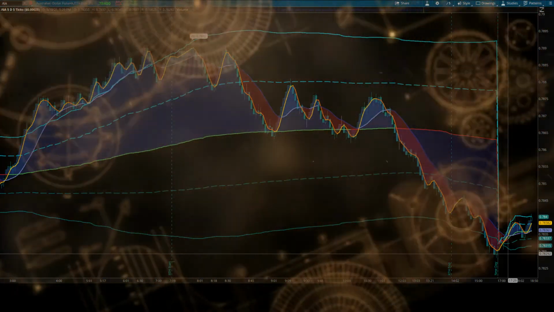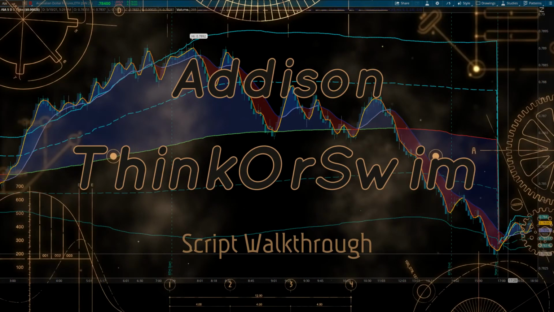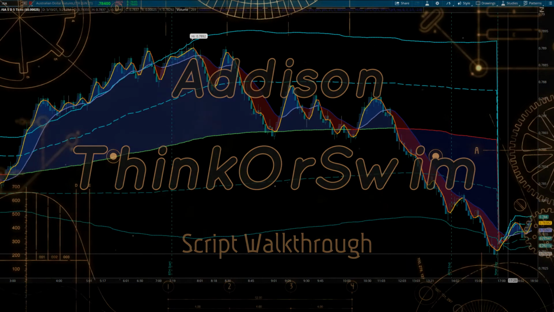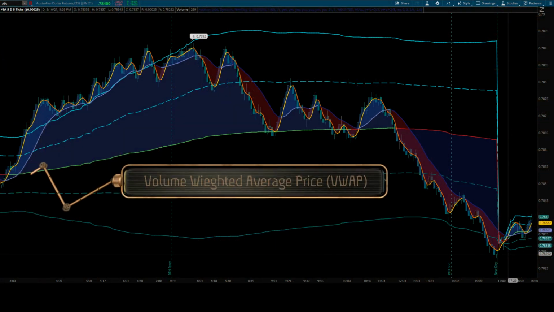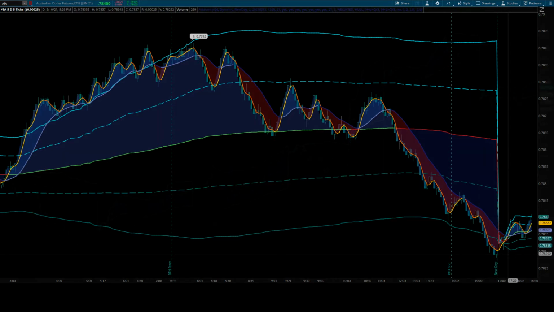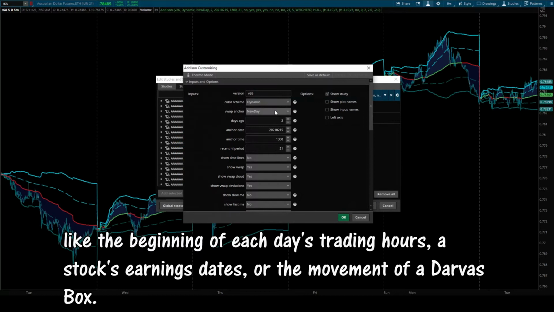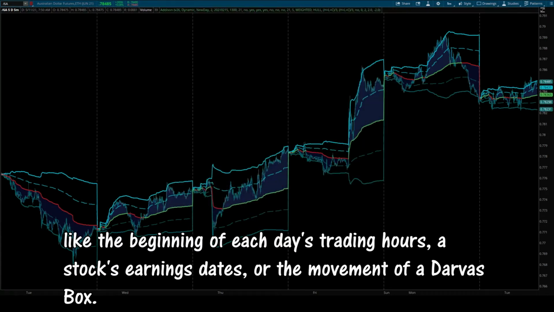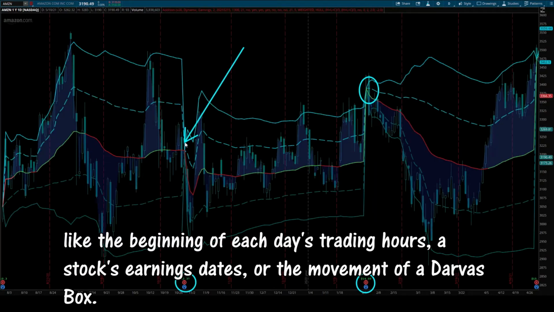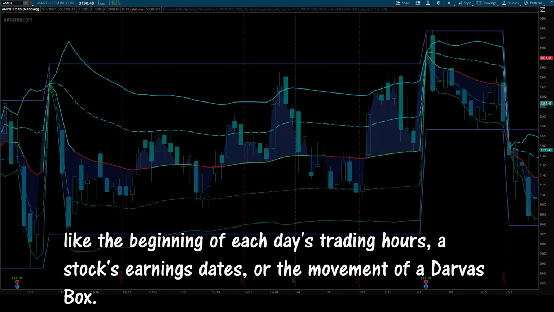In this presentation, you will get a walkthrough of the Thinkorswim script I call Addison. I created this specifically for working with the volume weighted average price (VWAP). With this script, one can anchor the start of the VWAP to key points, like the beginning of each day's trading hours, a stock's earnings dates, or the movement of a Darvas Box.